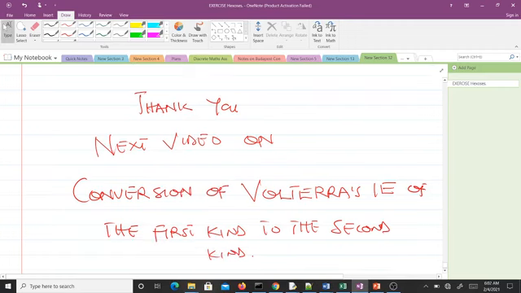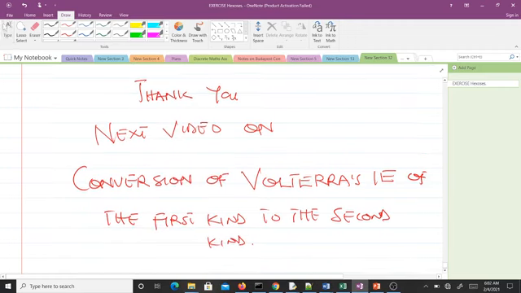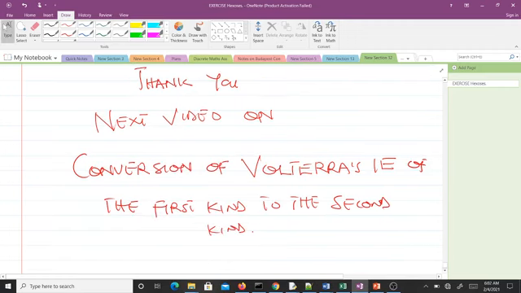In lesson 3, we'll talk about how to convert the Volterra's integral equation of the first kind to the second kind using some differentiation techniques.